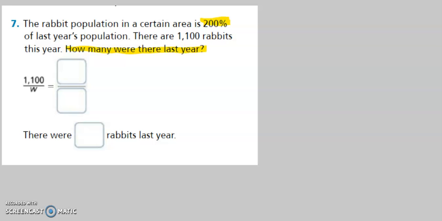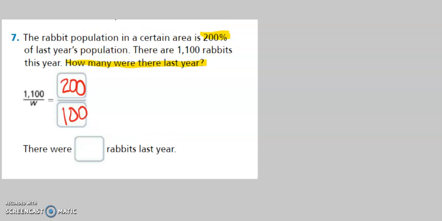The rabbit population in a certain area was 200% of last year's population. There are 1,100 rabbits this year. How many were there last year? So in this problem, you are given a percent, and we know that we write a percent as percent over 100.